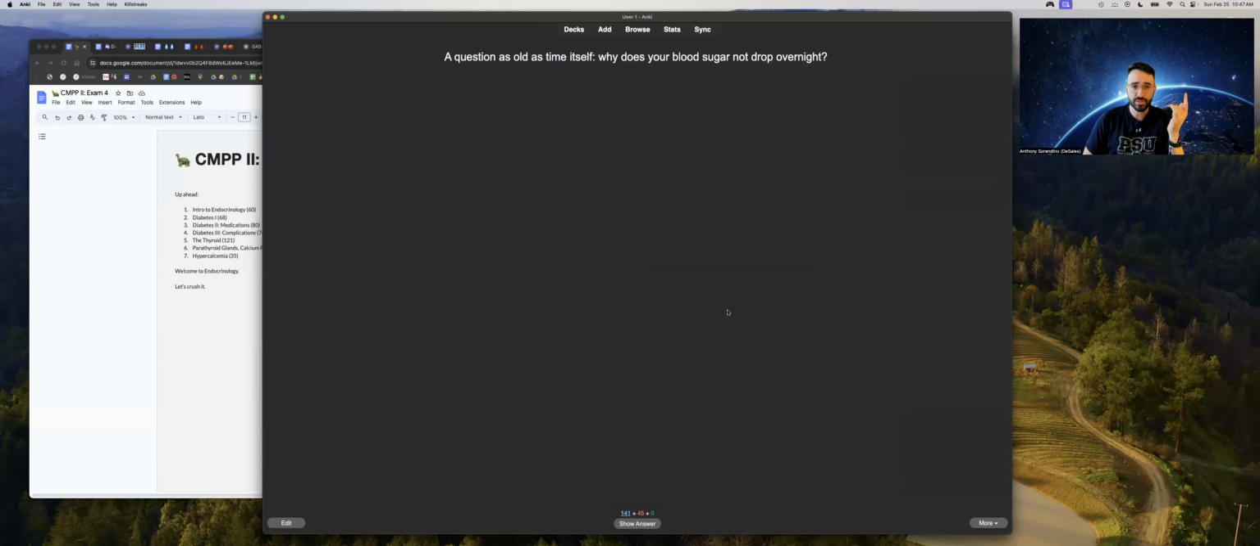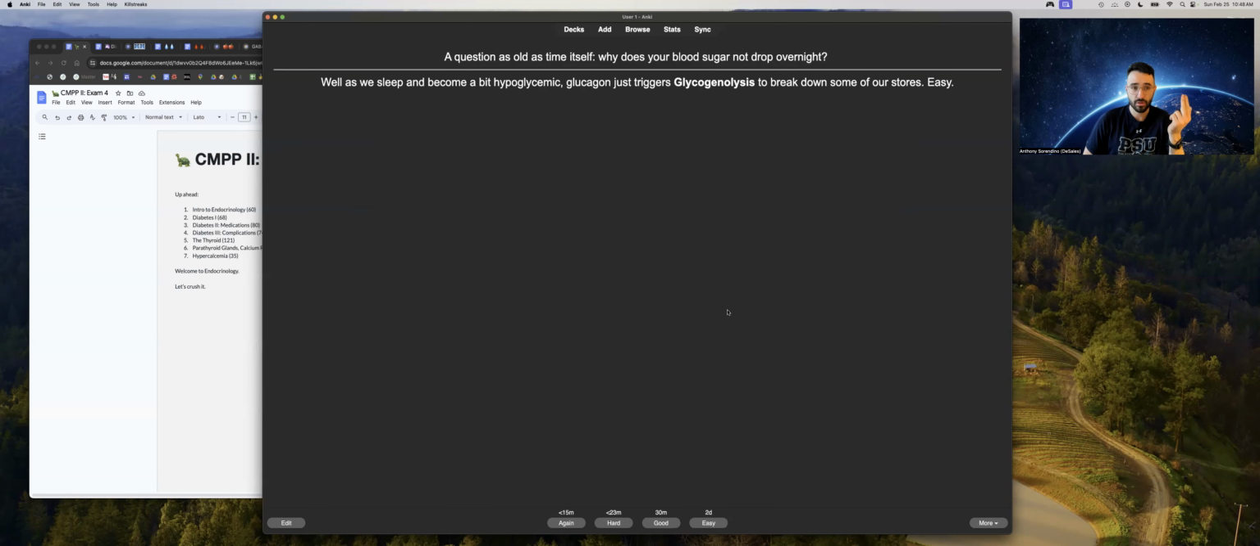A question as old as time itself, why does your blood sugar not drop overnight? Many reasons, right? I think glycogenolysis kicks in. Growth hormone is going to kick in as well. That's exactly right. Yeah, glycogenolysis.